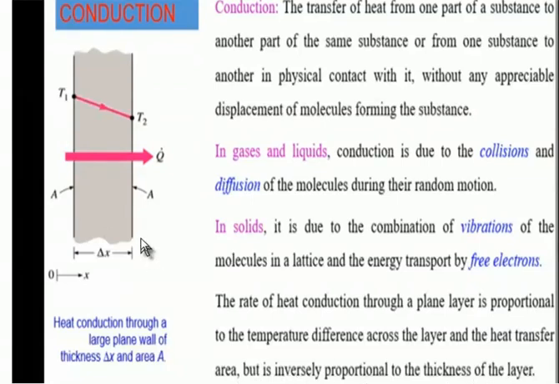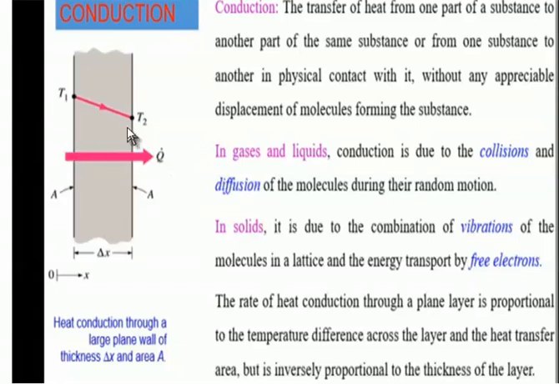So you can observe here heat conduction through a large plane wall of thickness delta x and area A. It states that the rate of heat conduction is directly proportional to the area and the temperature differences, and inversely proportional to the thickness of the layer, delta x. In this figure, Q dot indicates the heat transfer. This is directly proportional to the temperature differences.